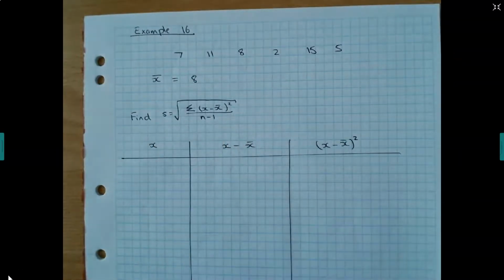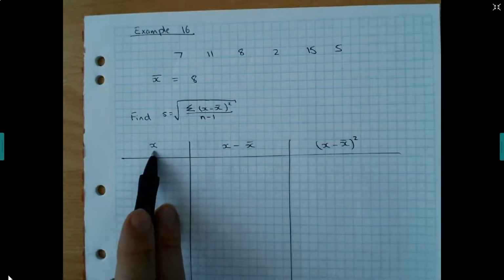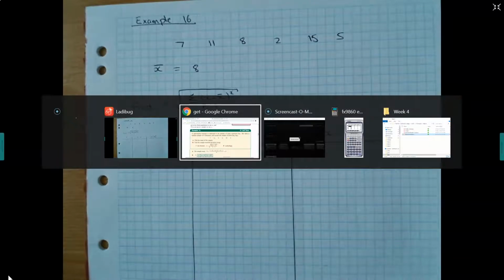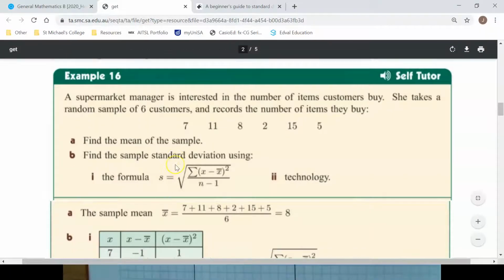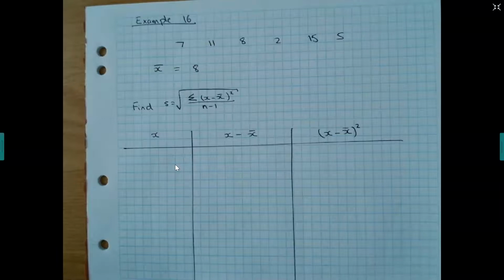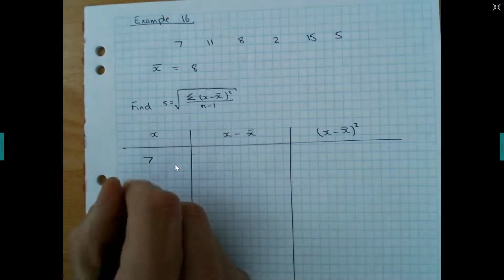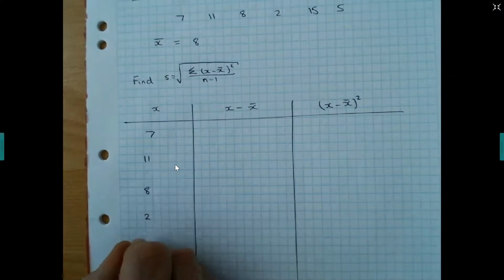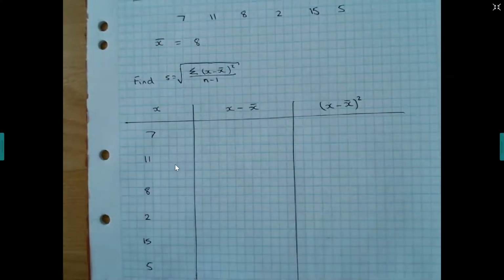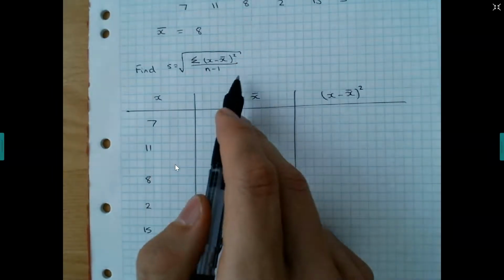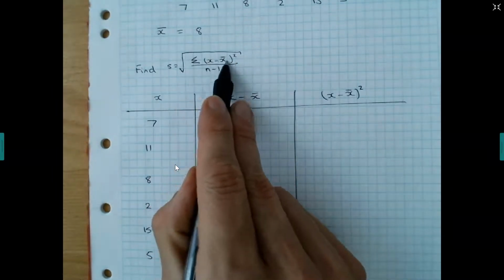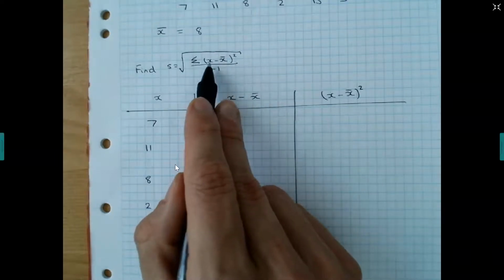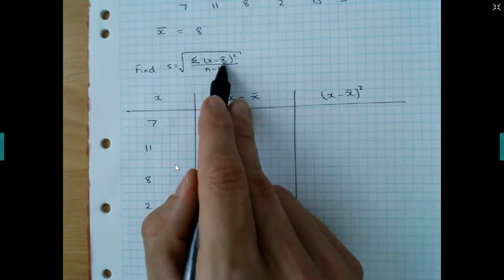Now, we're going to use this table to help us. So x is talking about each one of these data points. So I'll start off by listing each of those values, and we'll do it in the same order that they've done it. So 7, 11, 8, 2, 15, and 5. Now, our second column. So you can see what we're trying to do is we're trying to sort out this bit in here, the sum of all of these data points minus their mean squared.